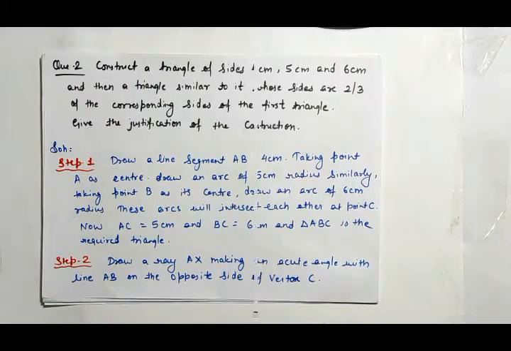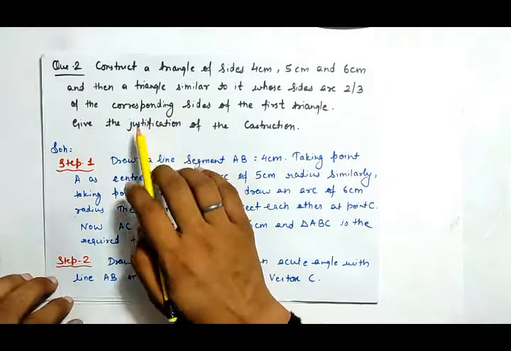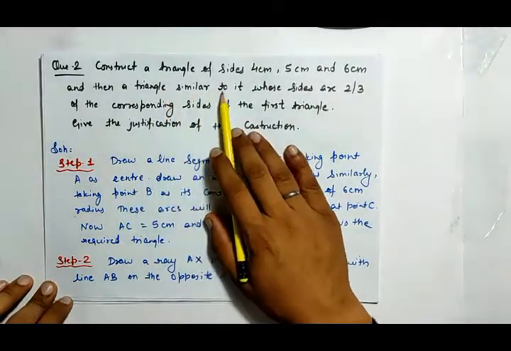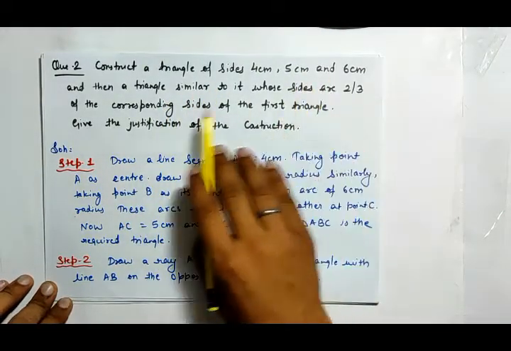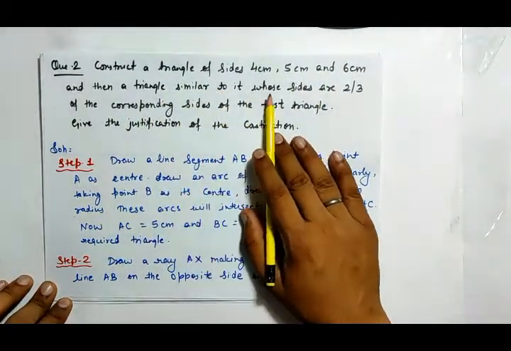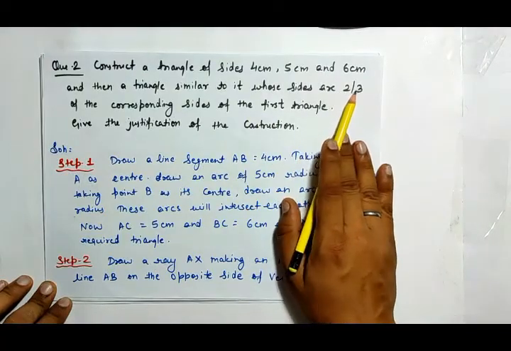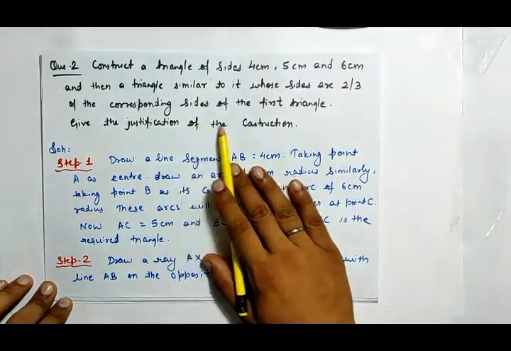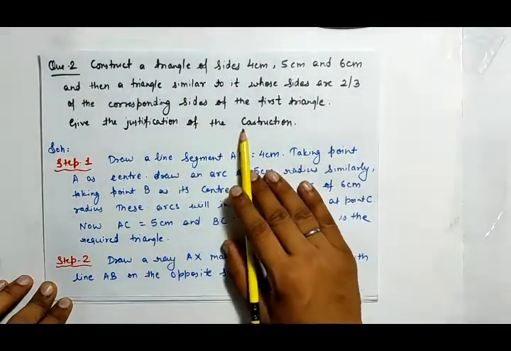So let's start with question number 2, that is construct a triangle of sides 4 centimeter, 5 centimeter and 6 centimeter, and then a triangle similar to it whose sides are 2/3 of the corresponding sides of the first triangle. Give the justification of the construction.